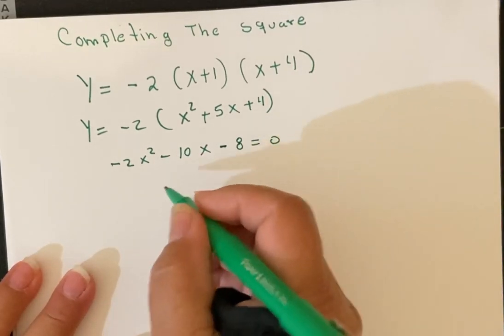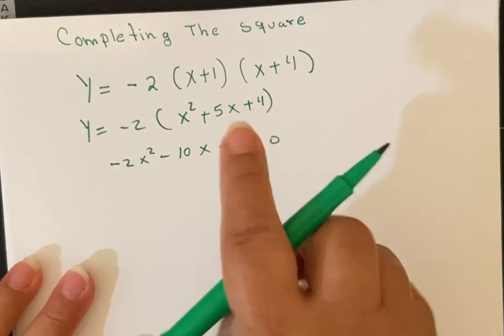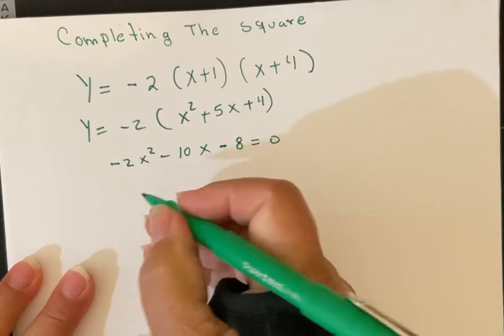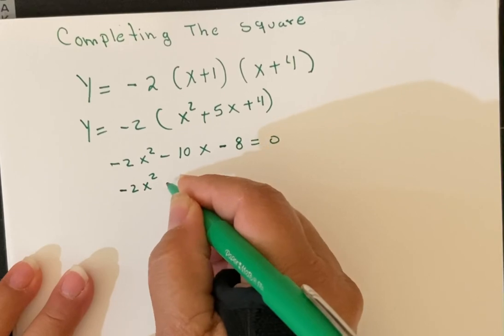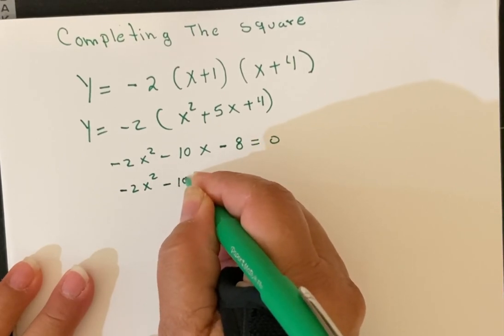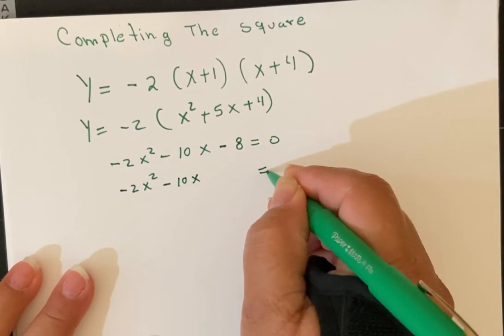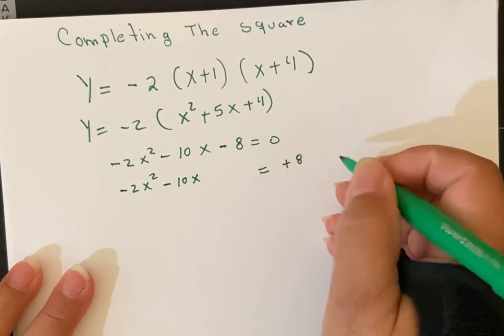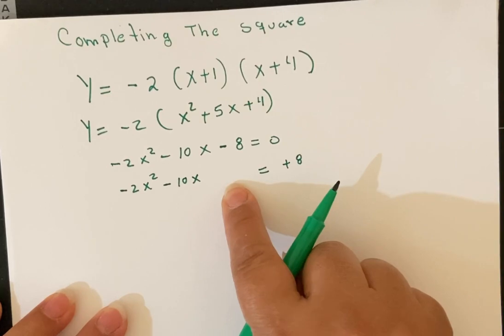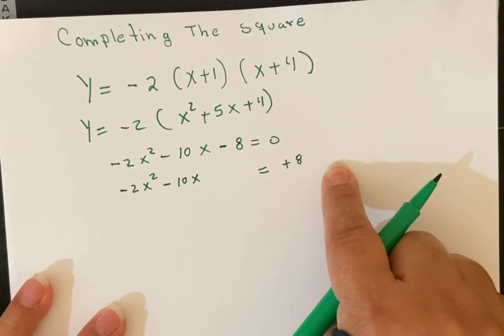Now the next step that I want to do, I want to send this to the other side. So -8 goes to the other side as positive. So I want to have -2x squared, and then the minus 10x, and then equals positive 8. So 8 goes to the other side. Notice that I left a space over here and a space over here.